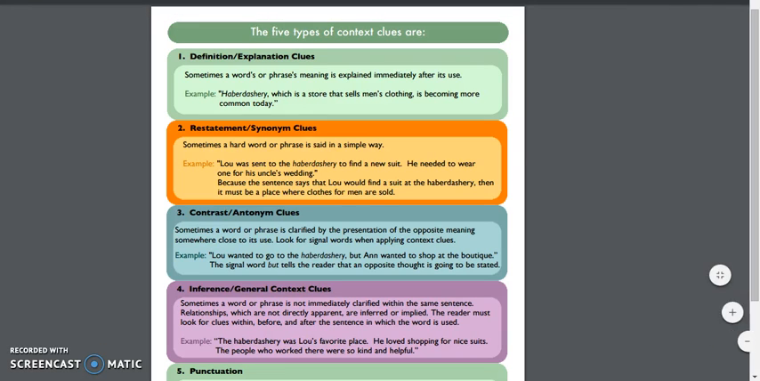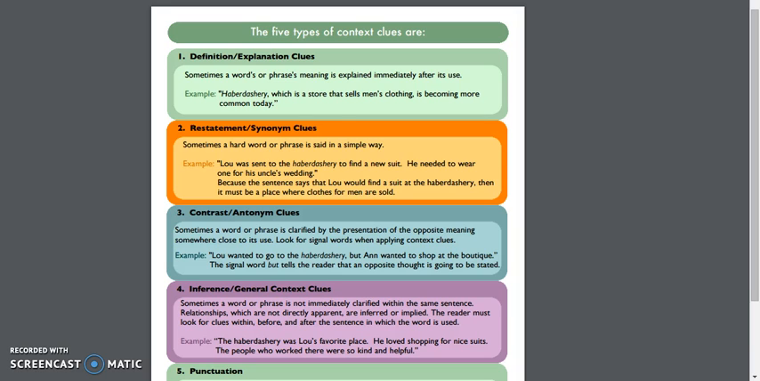There are 5 types of context clues that we will be looking at. Let's look at the first one, a definition or explanation clue. Sometimes a word's or phrase's meaning is explained immediately after its use. For example, "Haberdashery, which is a store that sells men's clothing, is becoming more common today."